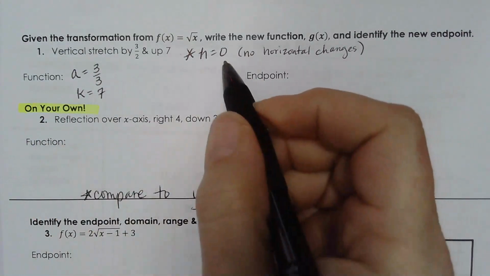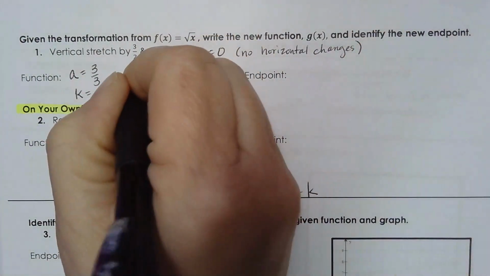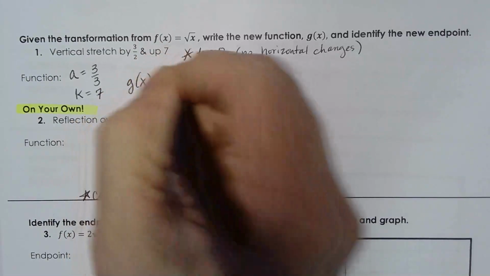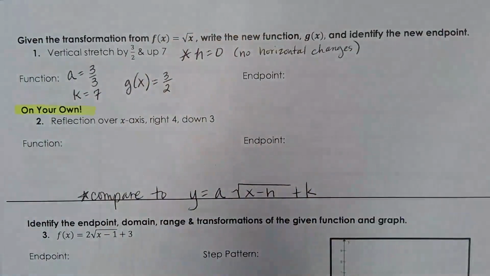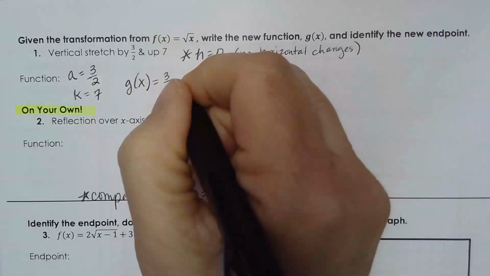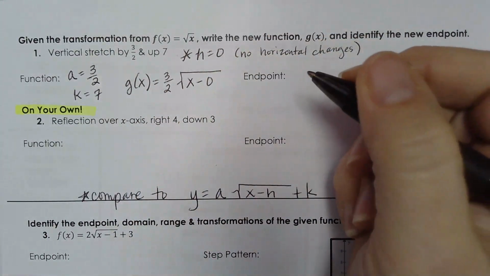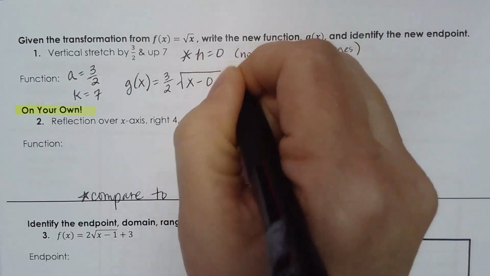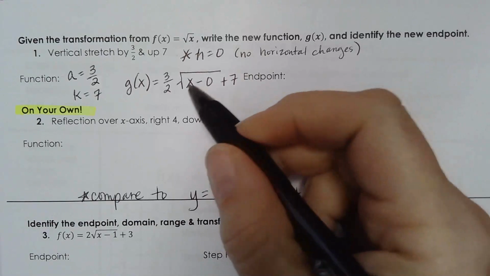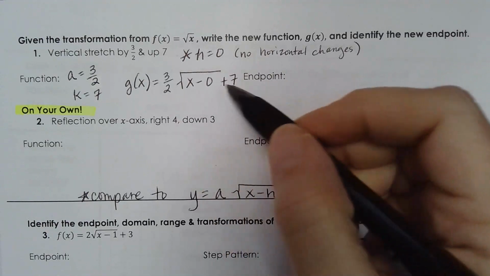So then I substitute these into your transformation equation, and I'll write it as g of x, that's in the instructions. g of x equals 3/2, I wrote 3/3, silly person. Square root of x minus 0. You could put just square root of x and not put that in there, but this is the same, plus 7. h goes inside the radical with the x. k goes outside. Be really careful when you type this into a calculator.